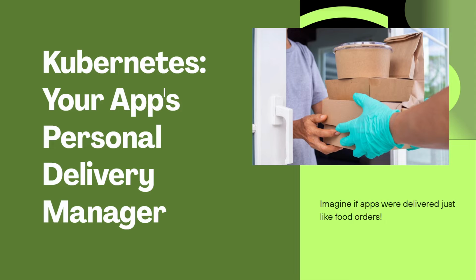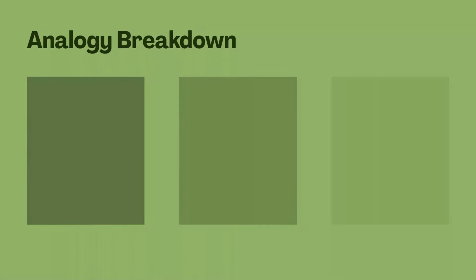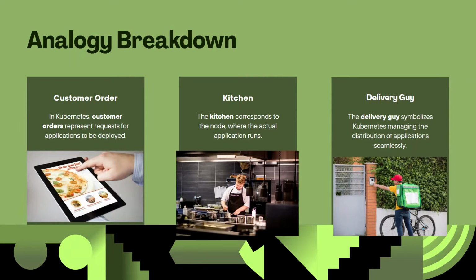Imagine if apps were delivered just like food orders. So Kubernetes works exactly the same way, but for the applications. You tell it what app you want, and it figures out where to run it, how to scale it, and what to do if something crashes. So let's break it down.